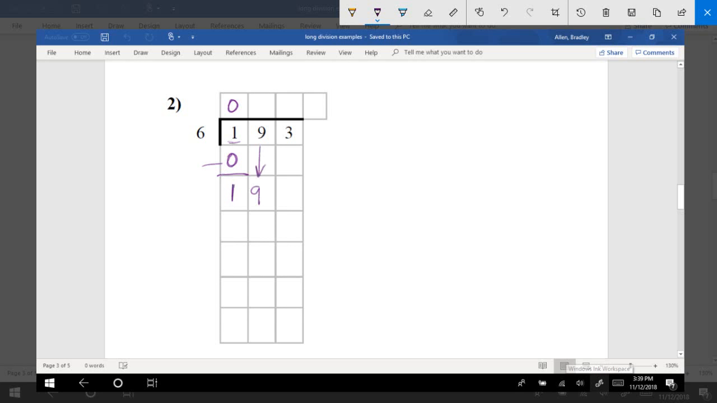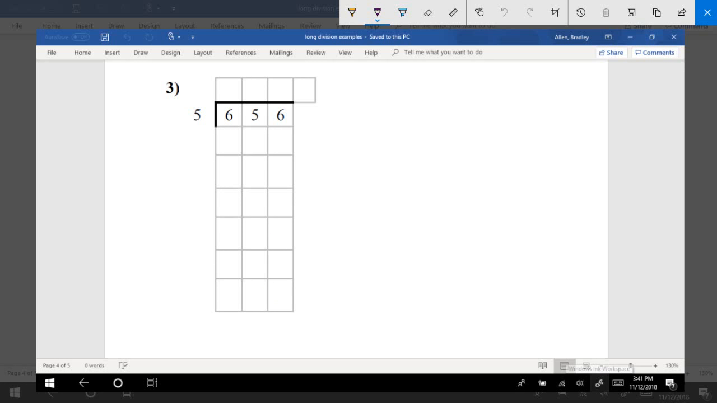And then my next step is bring down the 9. 6 goes into 19. How many times? Well, I would say 3 times. So 6 times 3 is 18. Subtract 1. Then what's my next step? Bring down the 3 here. Then 6 goes into 13. How many times? 2 times. 12. 13 minus 12 is 1. And I have another remainder of 1. Okay? And that's all for that one.